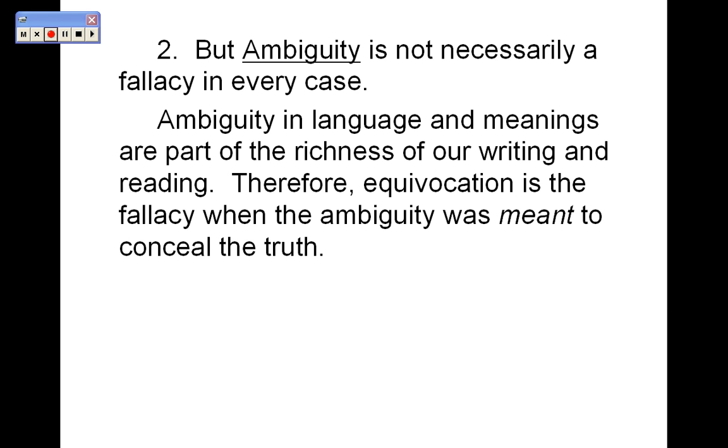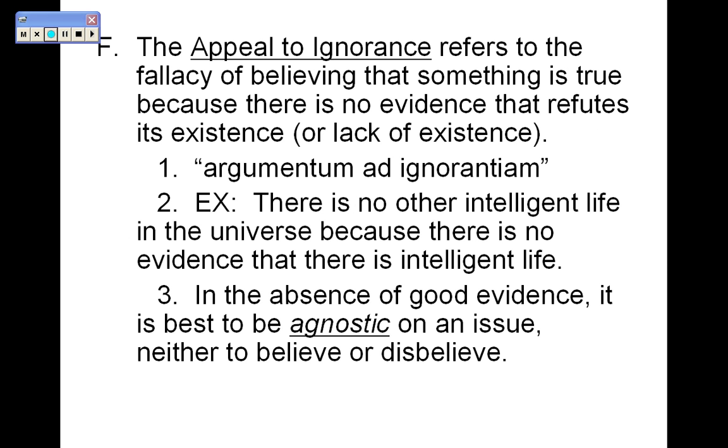Ambiguity isn't necessarily a bad thing in every case, but when it's used purposely to be fallacious and to mislead, it's equivocation. The appeal to ignorance refers to the claim that something is true because there's no evidence that refutes its existence. A lot of times we're talking about huge things, like there's no other intelligent life in the universe because there's no evidence that there's intelligent life. Well, you can't reach that conclusion, because even without proof of one, that doesn't mean it's not there. That means there's a possibility that it's still there.